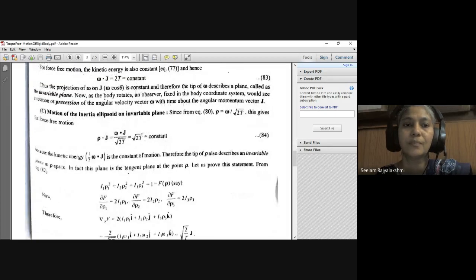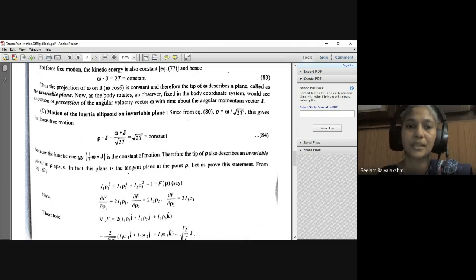Now we will see the motion of the inertia ellipsoid and the invariable plane. From equation number 80 we have rho equals omega by root of 2T. This gives the force-free motion.